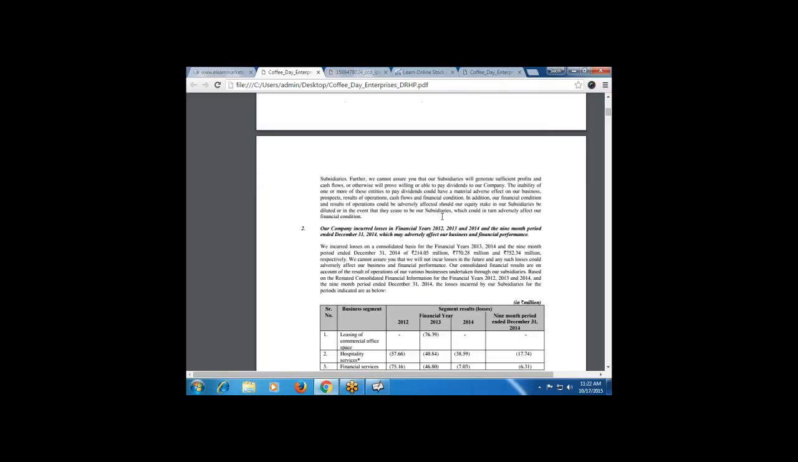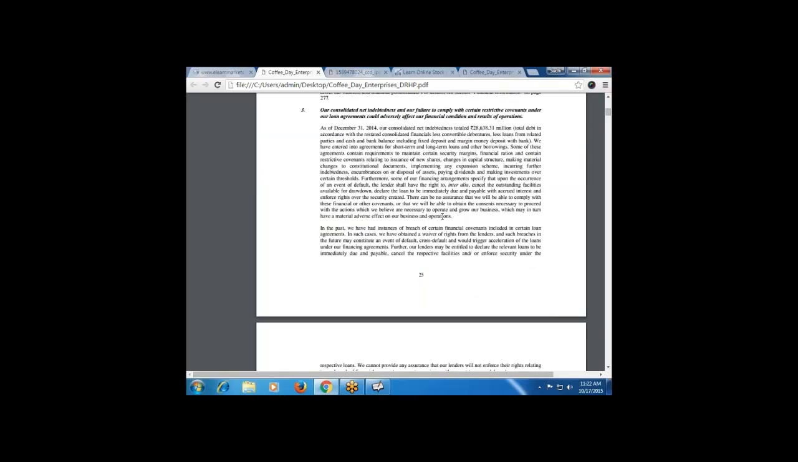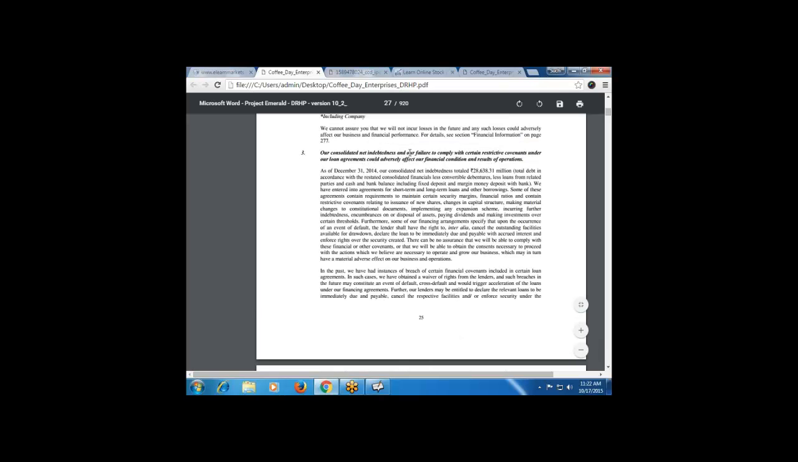For example, one of the risks the company is stating is that our consolidated net indebtedness and our failure to comply with certain restrictive conditions under our loan agreements could adversely affect the financial condition and results of operations.